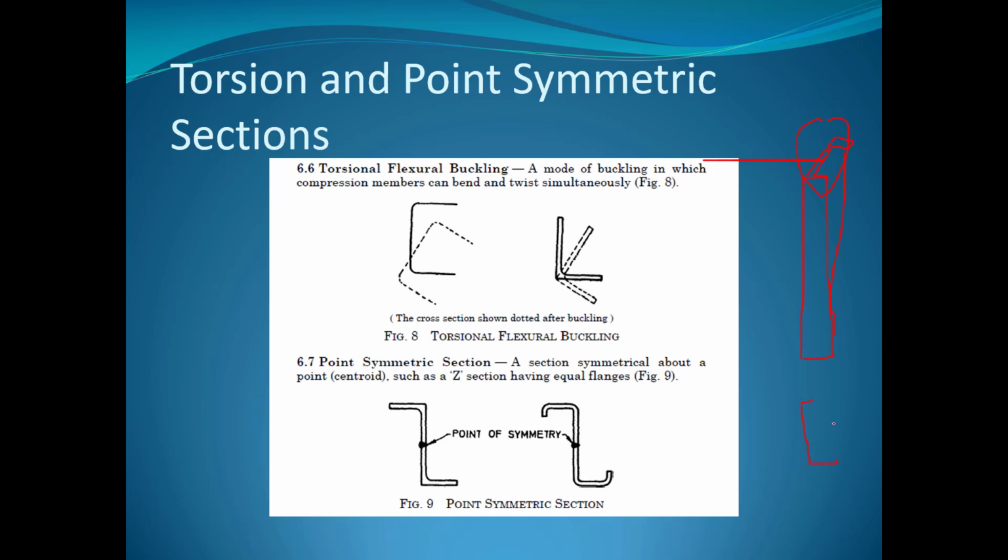You have the section like this, a channel section, and when you see it like this, in the top view, it will have a total bend like this, flexural buckling as well as a twisting of the cross section. That means this cross section will twist with respect to the bottom. So those are called torsional flexural buckling. And there are some symmetric sections like the Z section, which has a point of symmetry.